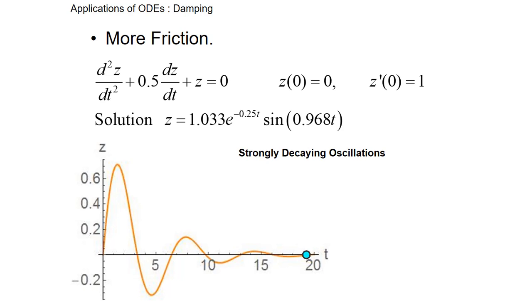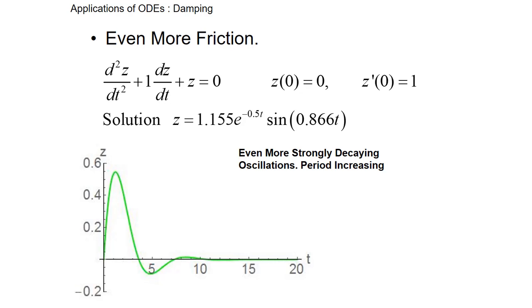We can still see that there's oscillations going on at about t equals 20. Sine of 0.968t, so it's moved away from sine t, but still strongly decaying oscillations. And up to 1, well, by the time we reach 20, we can't see the oscillations, although there is a hint that it goes underneath here.